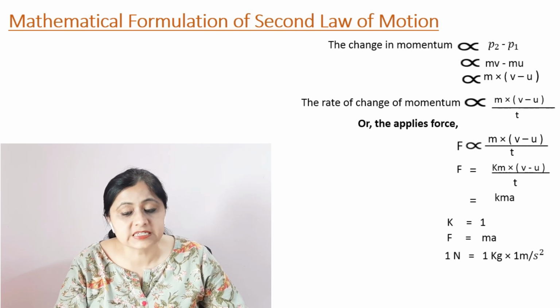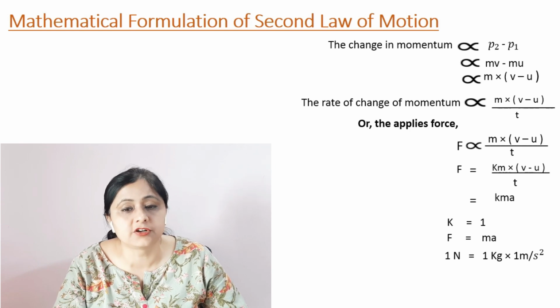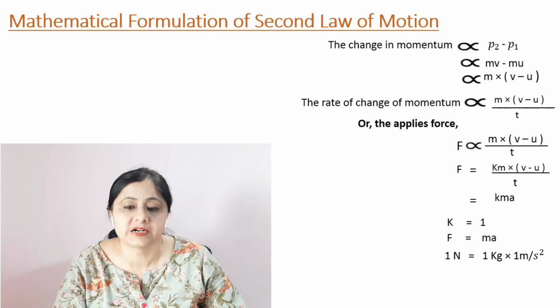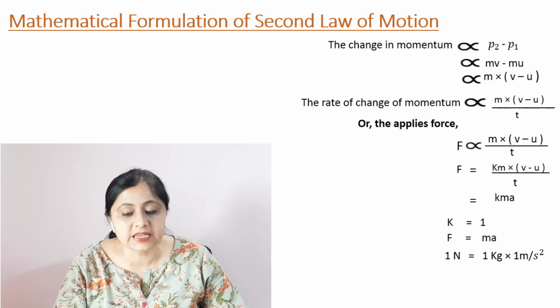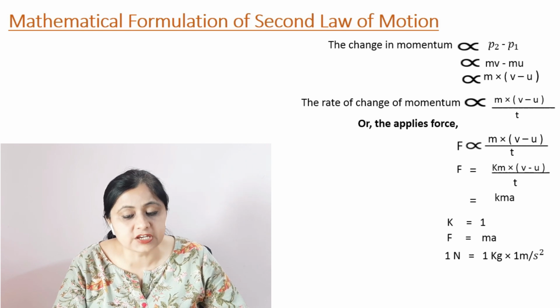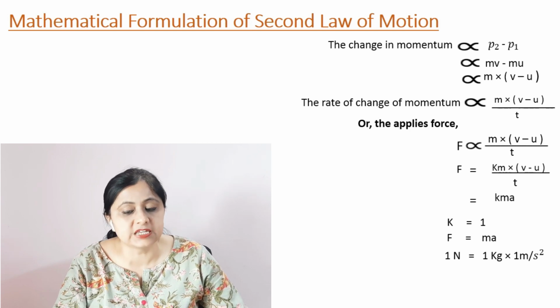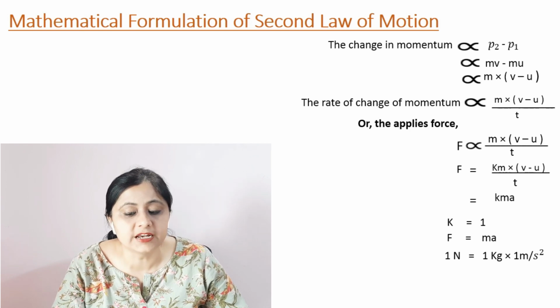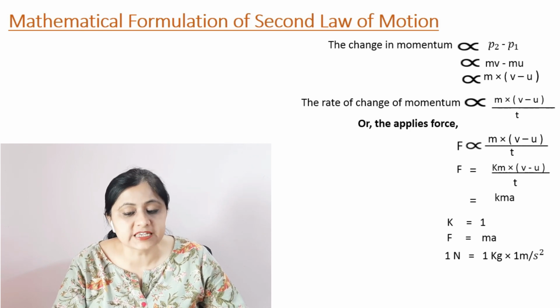Now what is the SI unit of force? What is the mass unit? Kg. And what is the acceleration unit? Meter per second square. And 1 kg and 1 meter per second square, what is this called? 1 newton. So what is the SI unit of force? This is newton. If the mass is 1 kg and acceleration is 1 meter per second square, then the force will be what? 1 newton. So what is the SI unit of force?